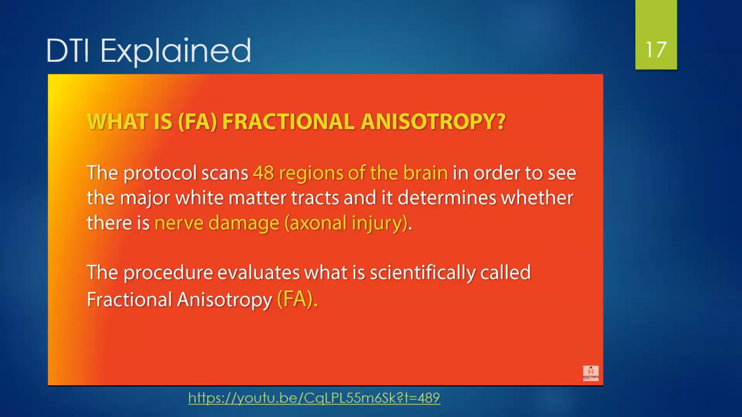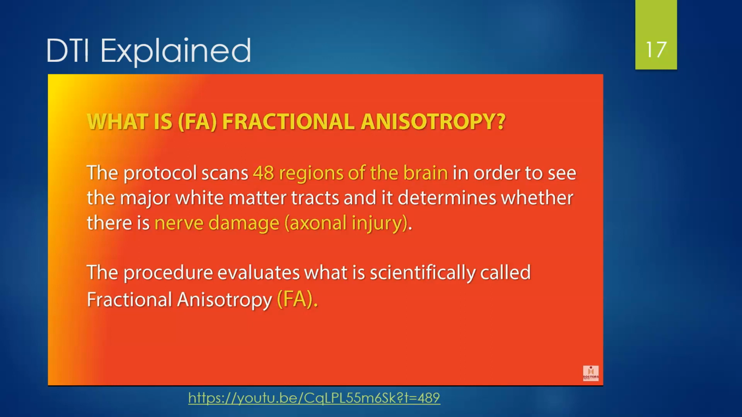So what will we be analyzing? Well, we'll be looking at that axon that I showed you earlier, and we'll be looking at the path of the water molecules as they move across the axon, which is insulated. And we'll scan 48 regions of the brain, which have been defined by Johns Hopkins University, in order to see all of the white matter tracks that are important to cognitive function. And we do this in order to determine whether there is nerve damage or axonal injury.